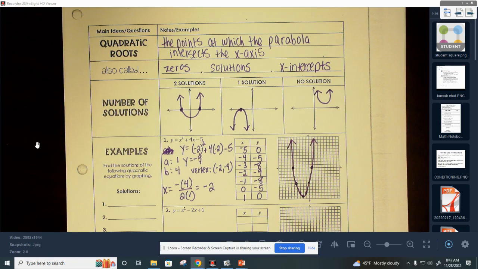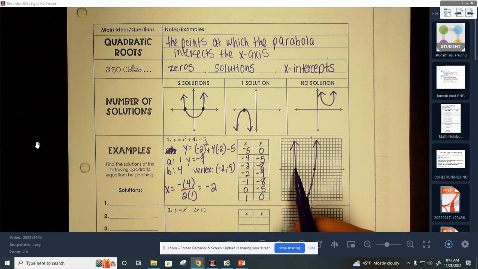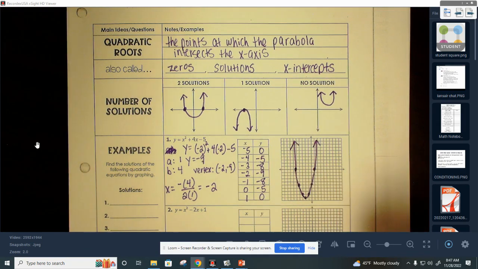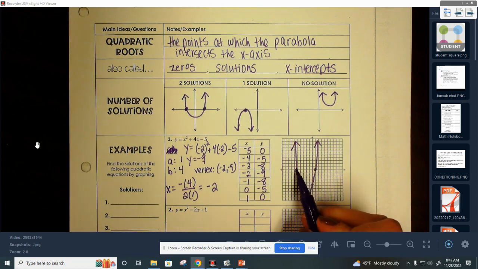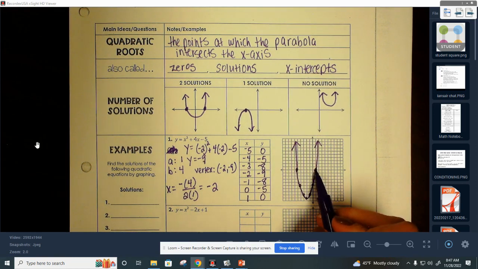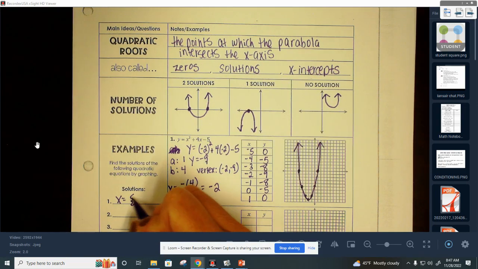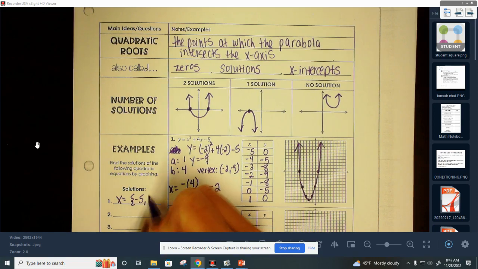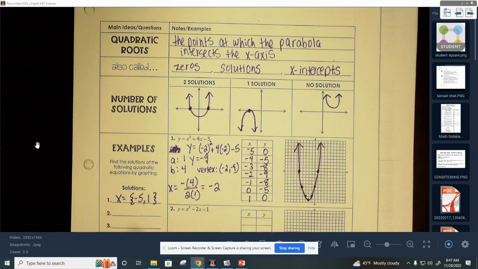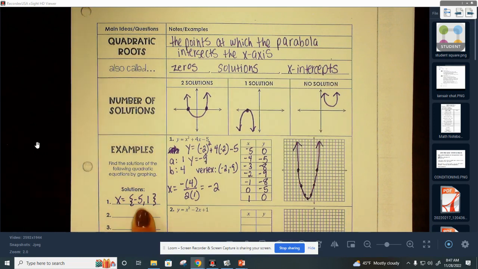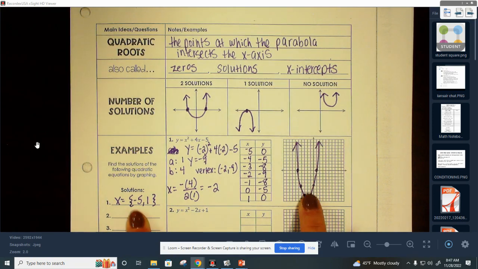And so that's what our parabola looks like for number 1. Now, right here, where the parabola is crossing the x-axis, those are our solutions. And we use whatever the x value is. So that is at negative 5, and this one is at positive 1. So x equals, we do our curly brackets, negative 5, positive 1. We use curly brackets because we don't want it to look like an ordered pair, because it's not an ordered pair, it's just 2 solutions. So that is how you find the solutions to a quadratic equation by graphing.